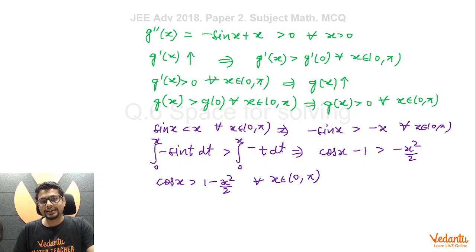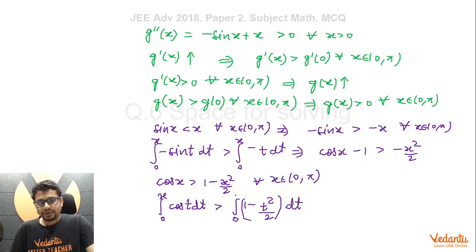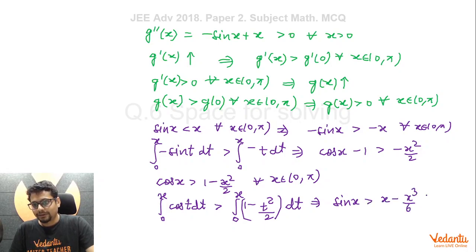Now again, what will I consider? Because of this, I may say integral 0 to x cos of t dt is greater than integral of 1 minus t square by 2, integrated from 0 to x. This would hold true. So that essentially means sin x is greater than x minus x cube by 6 for every x in this interval 0 open to pi open.